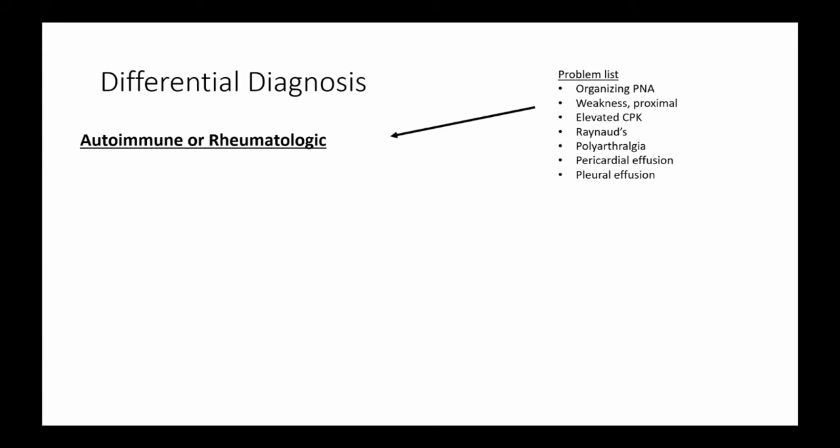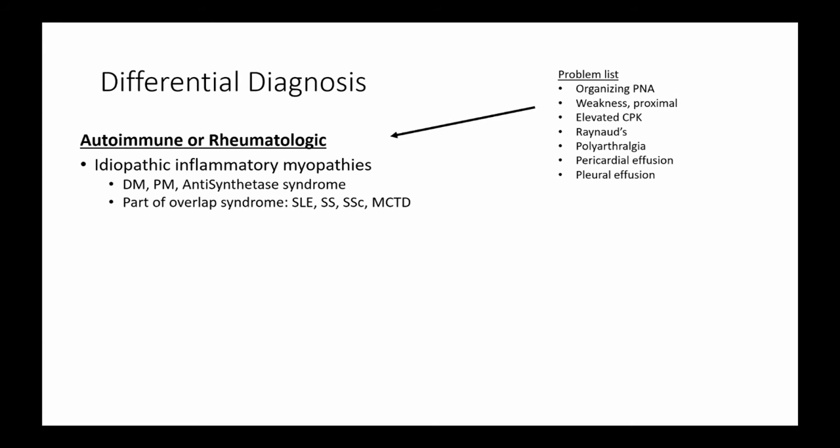So autoimmune or rheumatologic is at the top of my differential, and specifically within those, the idiopathic inflammatory myopathies. The waters are muddy with some of these diagnoses, and I look forward to hearing from our expert. But dermatomyositis, polymyositis, antisynthetase syndrome, and then you could have more of these symptoms from an overlap, someone with lupus or Sjogren's or scleroderma or mixed connective tissue disease. So on the next slide, I'll dig into this a little more using illness scripts.